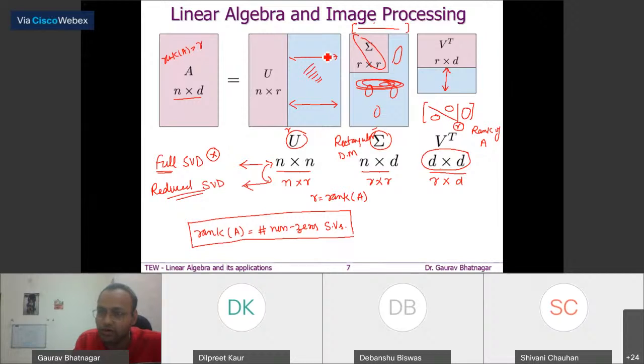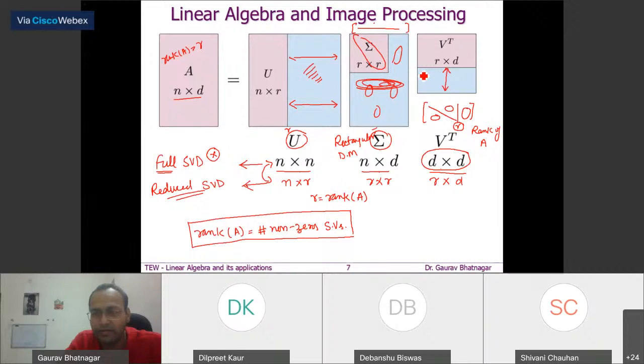But these are not zeros. These are non-zero entries, maybe positive, maybe negative, whatever it may be. But when you multiply these three matrices, the final effect is going to be nullified. Yes. Okay.